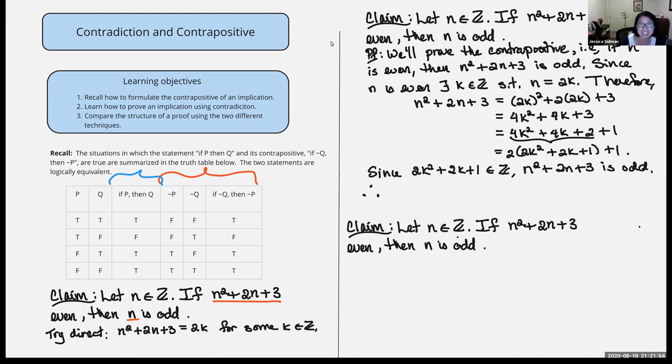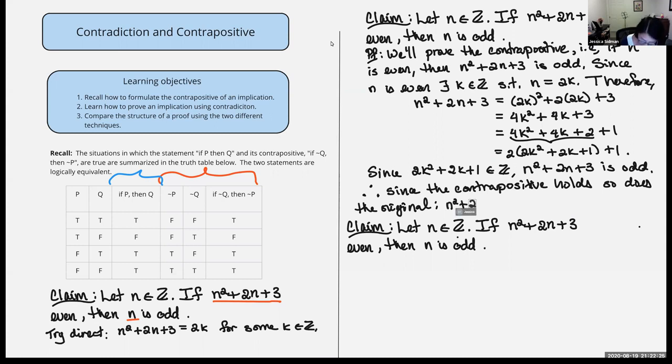Therefore, though, let's conclude the original statement. So we've proven the contrapositive, and we can say, therefore, since the contrapositive holds, so does the original, which is that n squared plus 2n plus 3 even implies n odd.